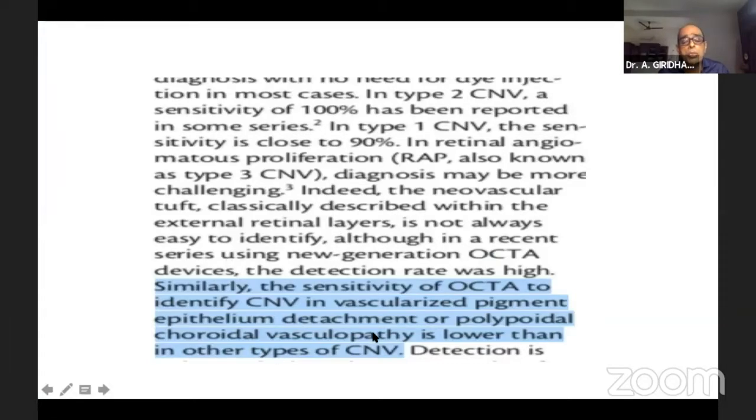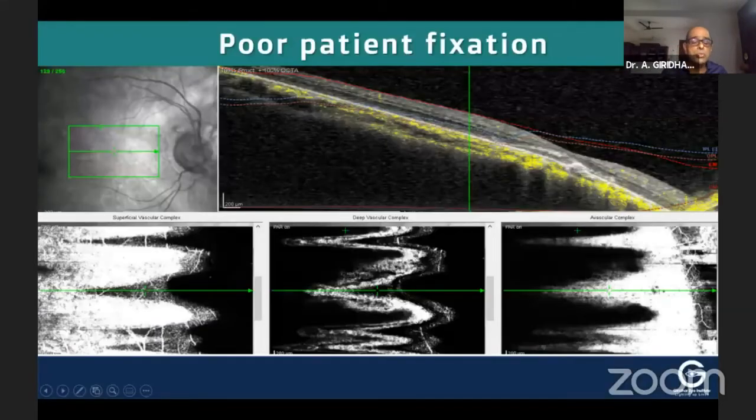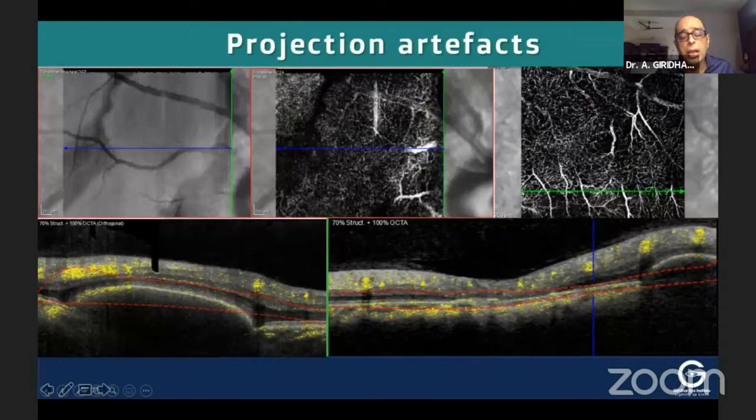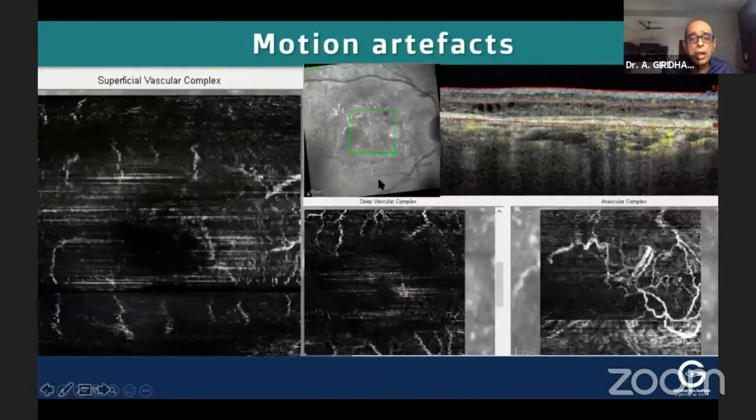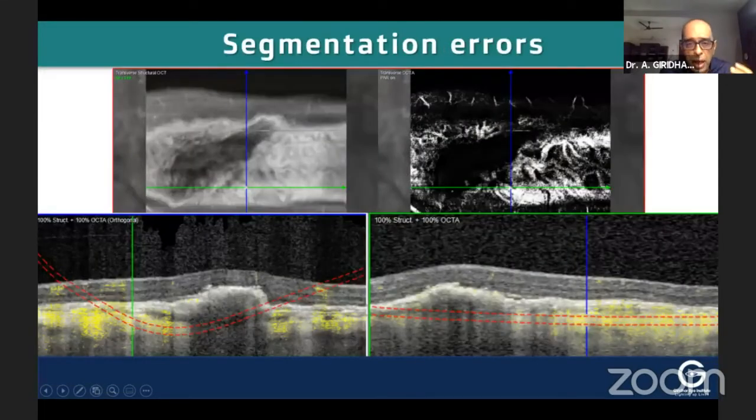Similarly, this also has been clearly defined in textbooks that the sensitivity of Octa to identify CNV in vascular detachment or polypoidal is lower than that in other types of CNVM. Poor patient fixation can create a very difficult situation as far as Octa acquisition is concerned. And apart from that, we have the projection artifacts, we have motion artifacts, either related to the patient or the examiner. We have segmentation errors.